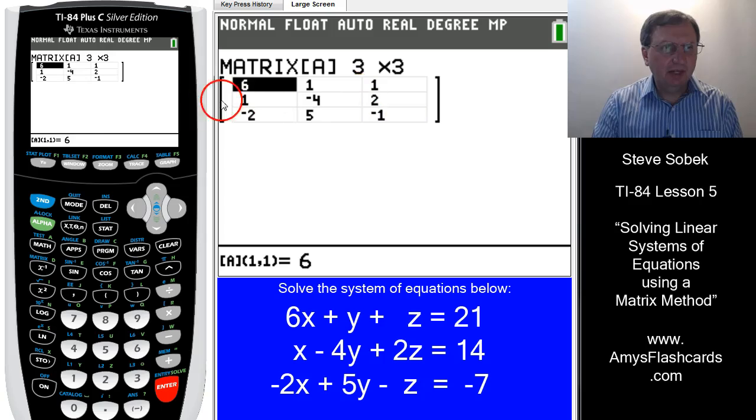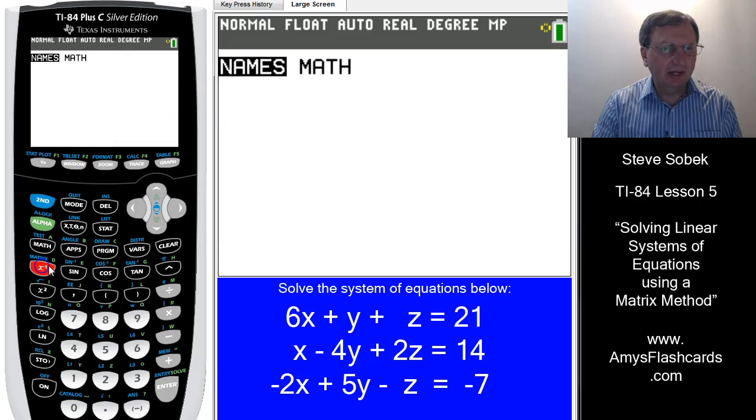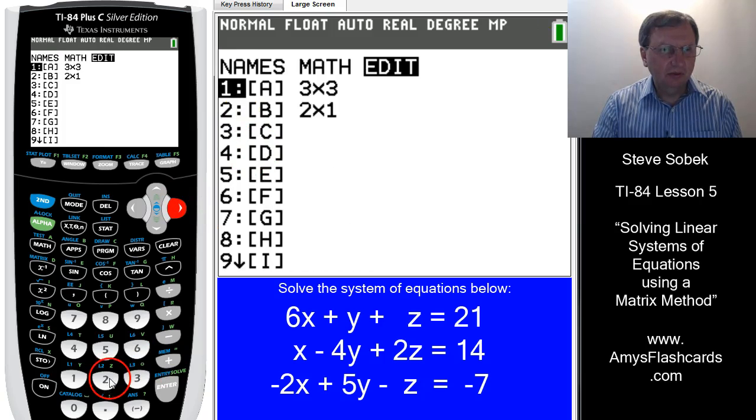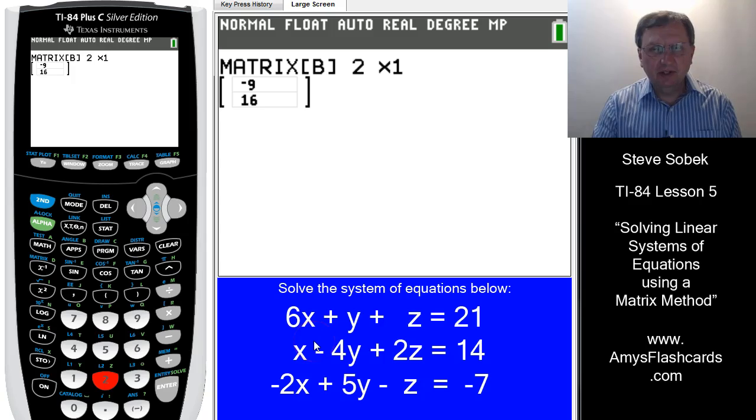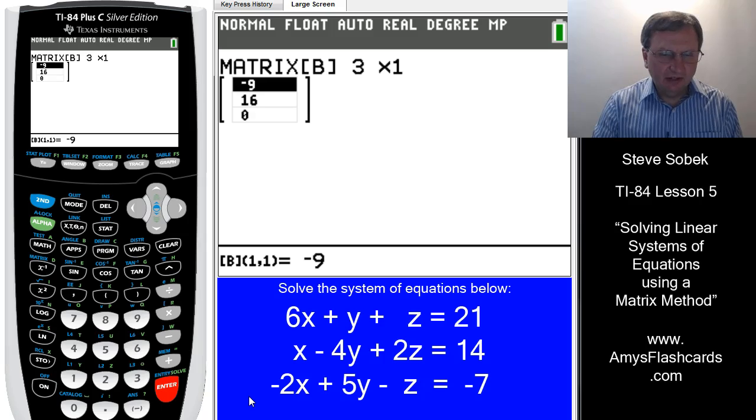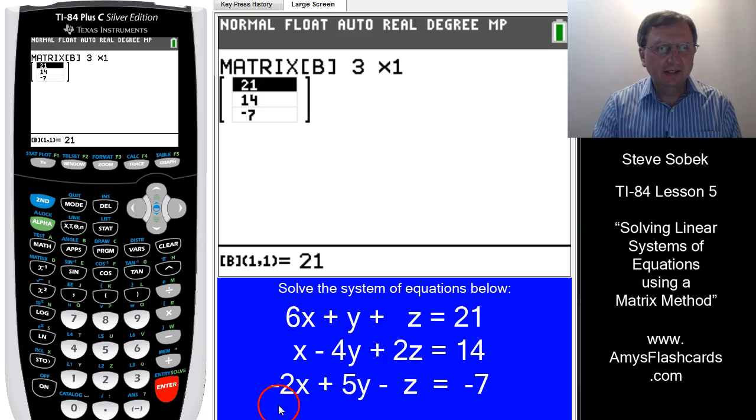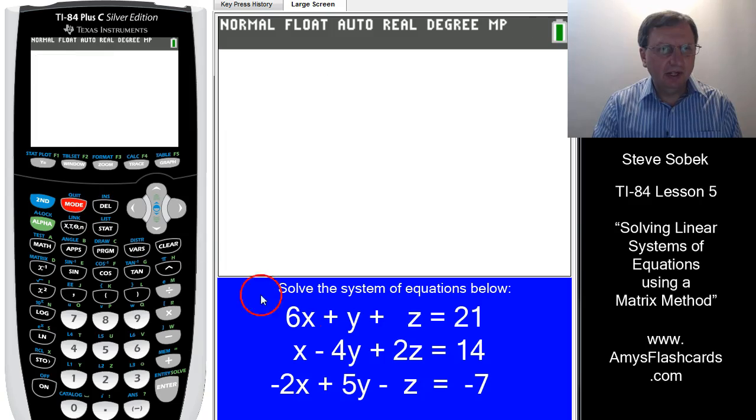Let's go on to define matrix B. Second matrix. Edit. Number 2. Dimensions of the constant matrix: 3 by 1. 3 rows, 1 column. 3, enter, 1, enter. And the values of the constant matrix were 21, 14, and negative 7. There we go. And let's hit second quit to get back to the home screen.